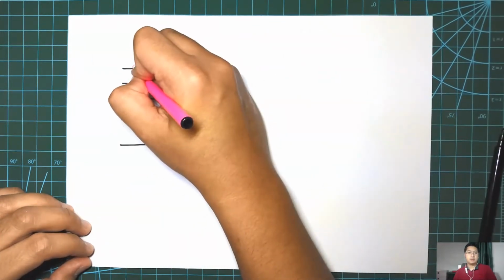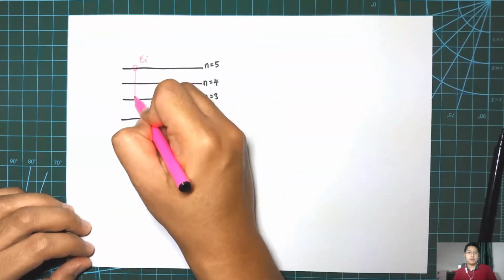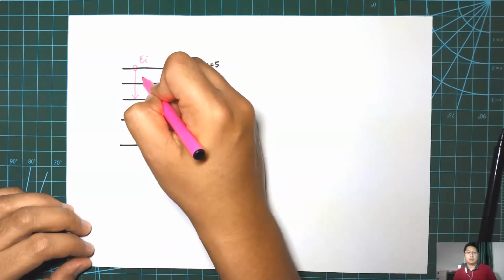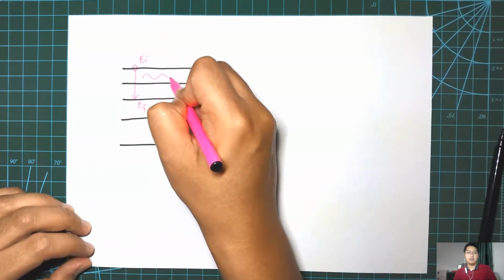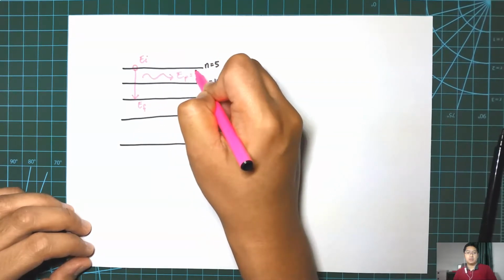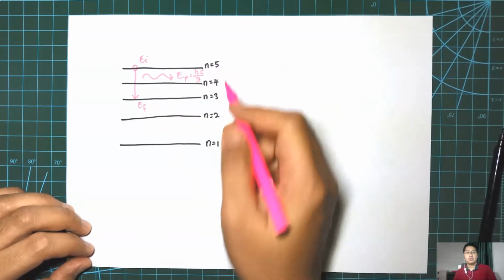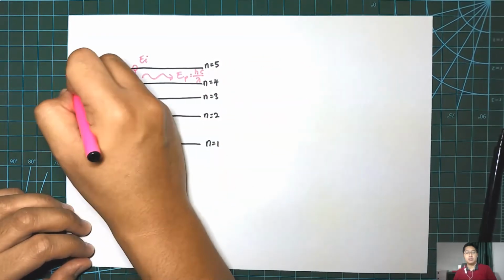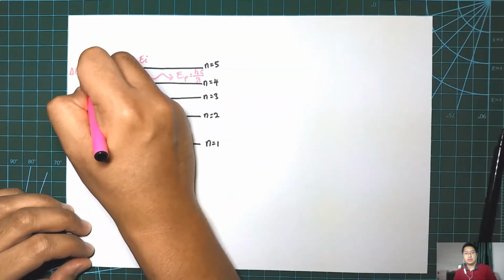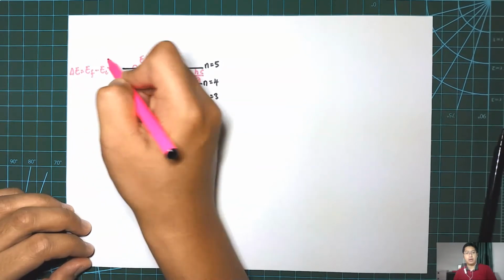So the transition of energy is from energy level 5 to energy level 3, from the initial energy level to the final energy level. This is the emitted photon with certain energy. Because the transition is from the higher energy state to the low energy state, a photon will be released, or emitted, with certain frequency and wavelength.